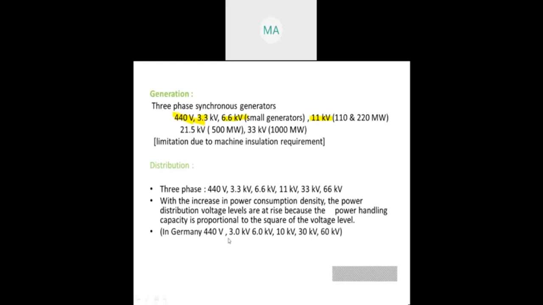If you take some examples, in Germany it is 440 volts, 3 kV, 6 kV, 10 kV, 30 kV, 60 kV. I think you already know why different countries like Germany, and the USA, have different voltage levels and frequency levels. In power system generation you already know that, I think. If you did not, please search on Google and you will get it, or else I will discuss it in the next class.